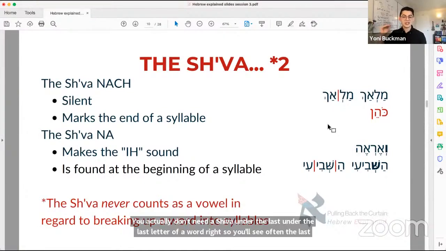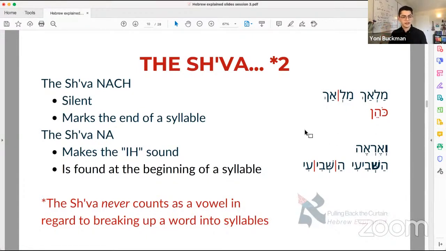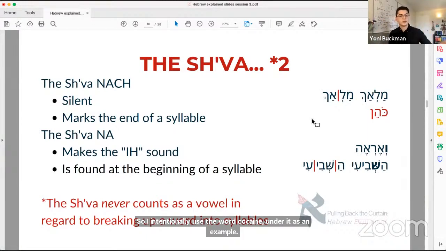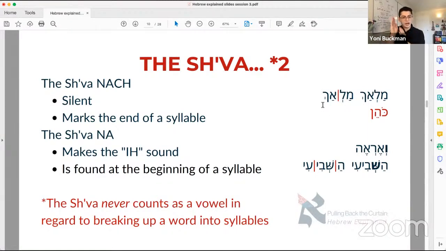So I intentionally used the word kohen under it as an example. Look at how similar the chaf sofit is to the nun sofit, in terms of the way that you draw it. It's very, very similar. You just have a longer top line. And so scribes would use the shva nach, this unnecessary shva, to help you know that even if the scribe shortened the chaf and it kind of looks like a nun, it's a chaf sofit because there's a shva under it.